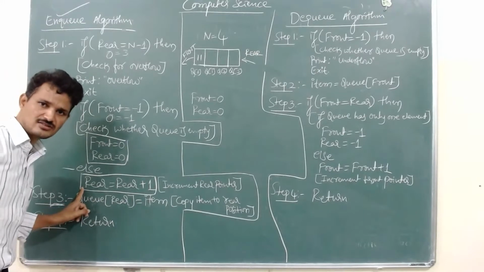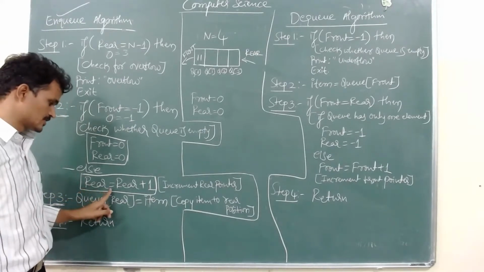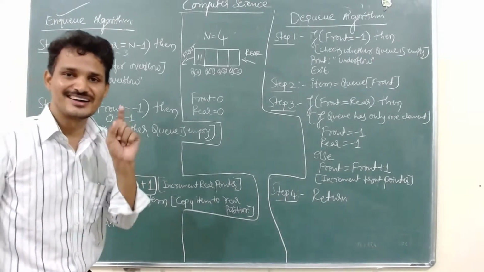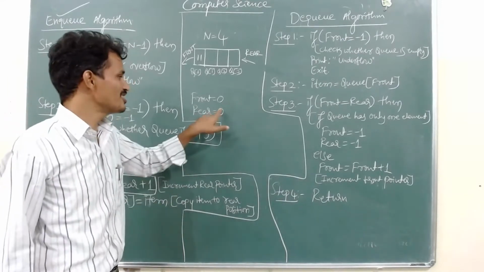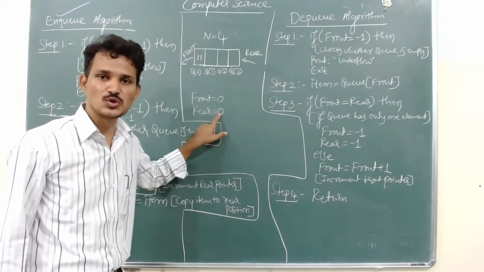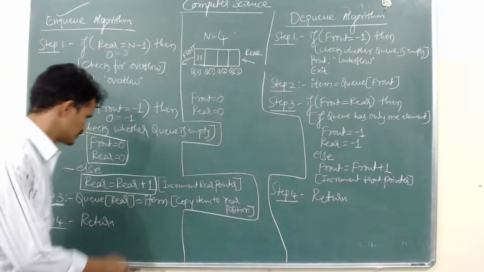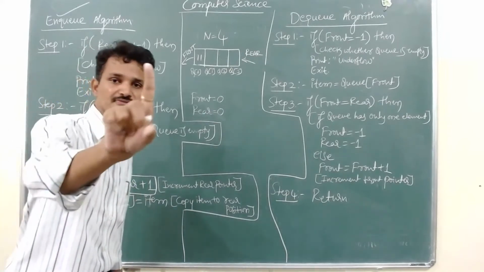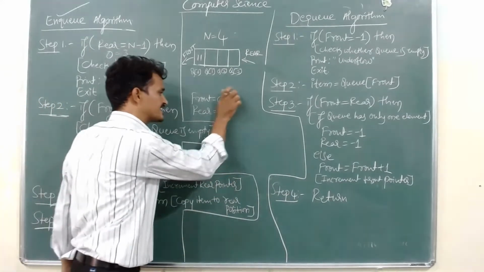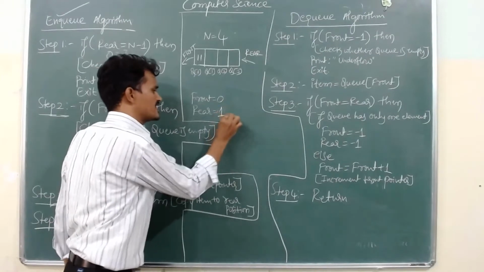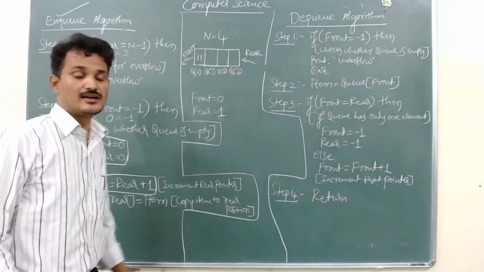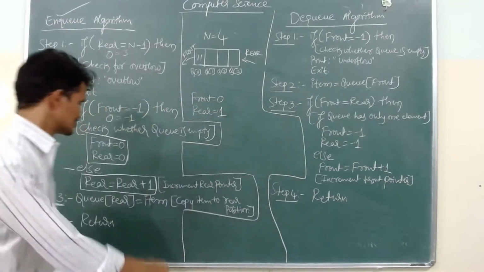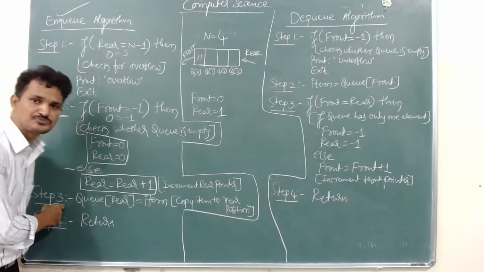This is visible, right? Rear is equal to rear plus 1. What is the value of rear? 0. 0 plus 1 is 1. Now rear gets increased by plus 1. First it was minus 1, then 0, then 1. So after executing this, I'll go to step 3.